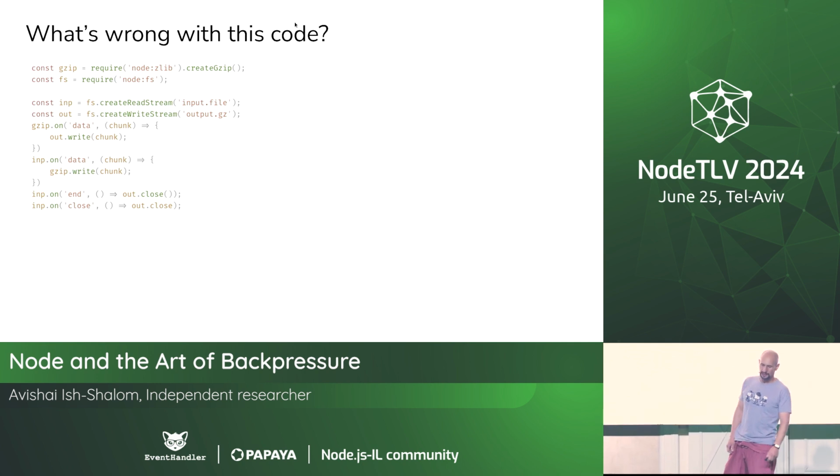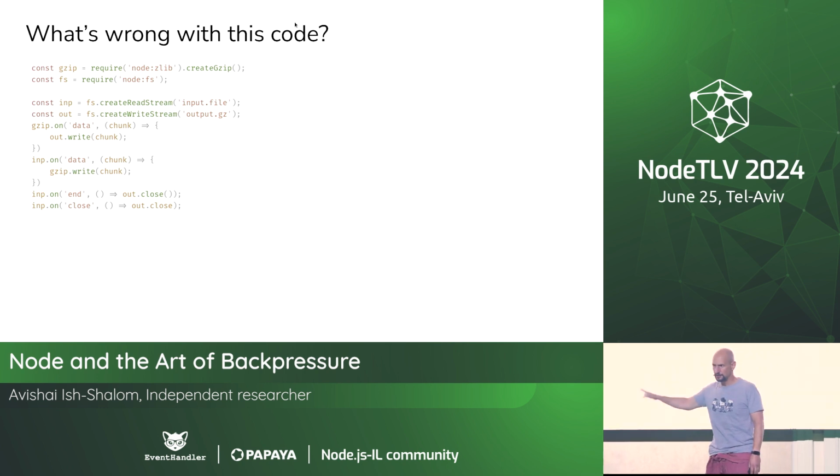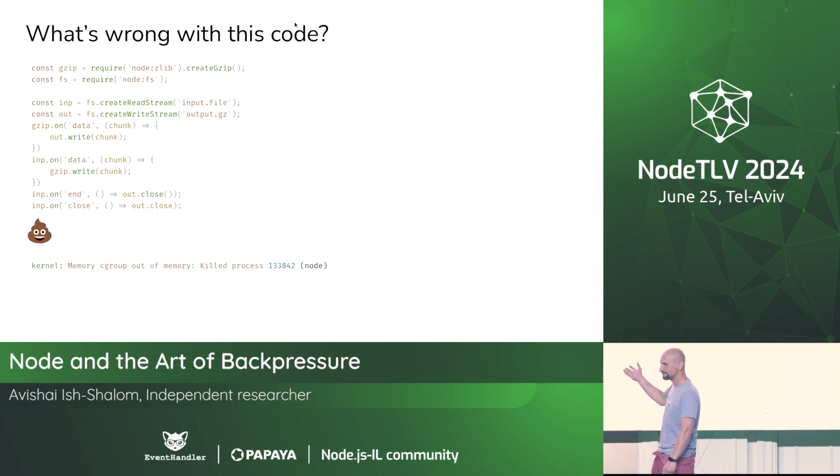So without further ado, this is an example, mostly from the documentation of Node.js. I took this code snippet basically as is, and this code contains a bug. Okay, it has a problem. I'm going to give you like 20 seconds to see if you can find what's wrong with it. So basically it reads data from a file, gzips it, puts it into another file. Anyone? No?